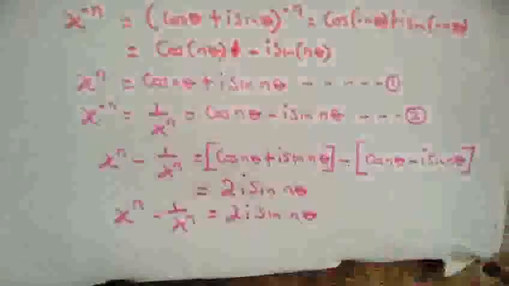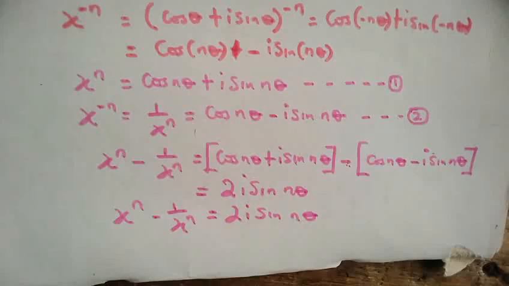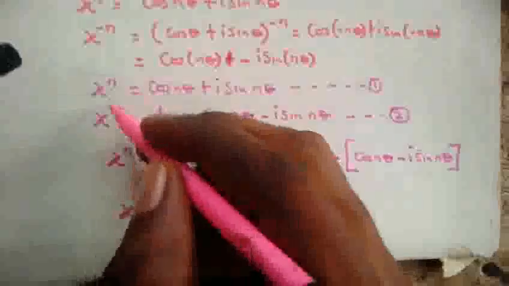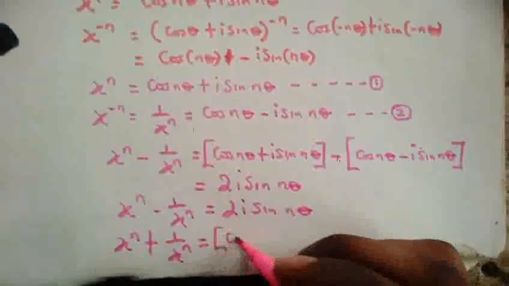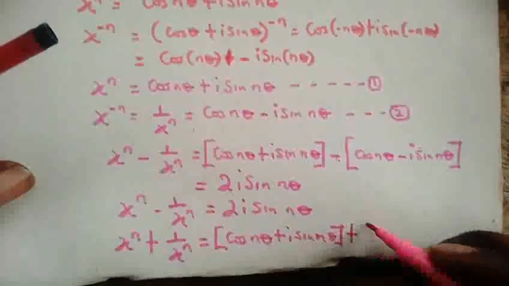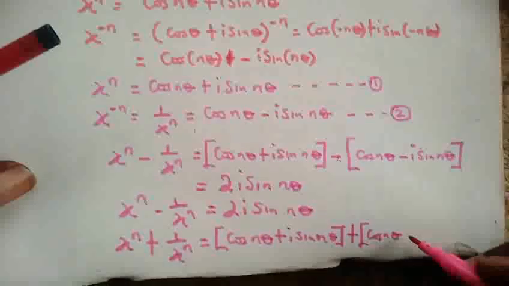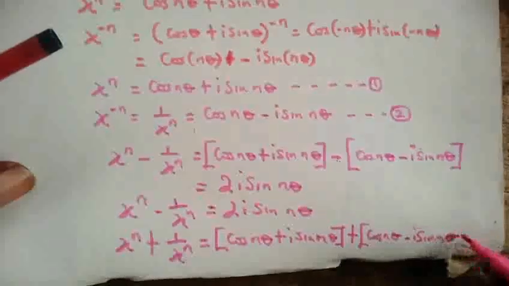From where we stopped, when adding both equations, we have x raised to n plus 1 over x raised to n to be equal to (cos n theta plus i sine n theta) plus (cos n theta minus i sine n theta).